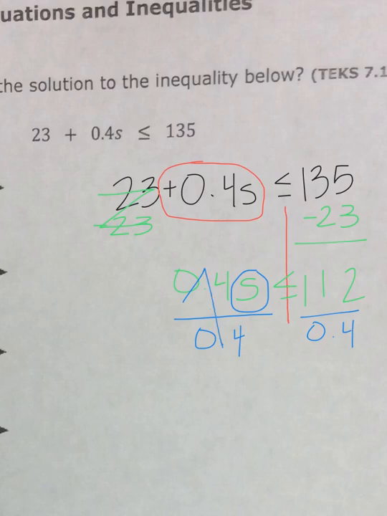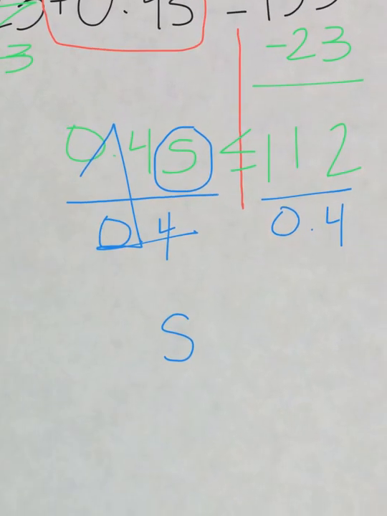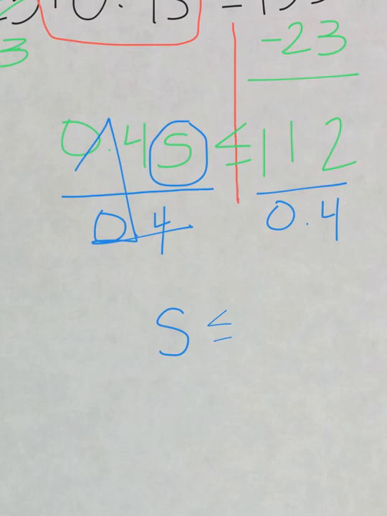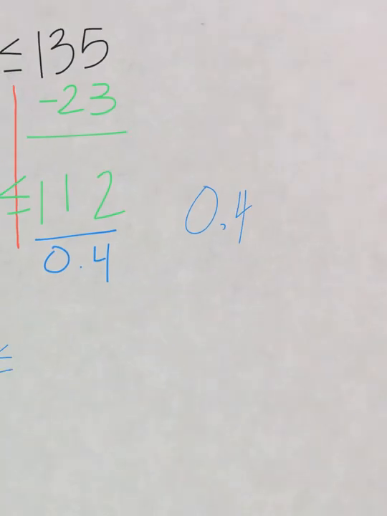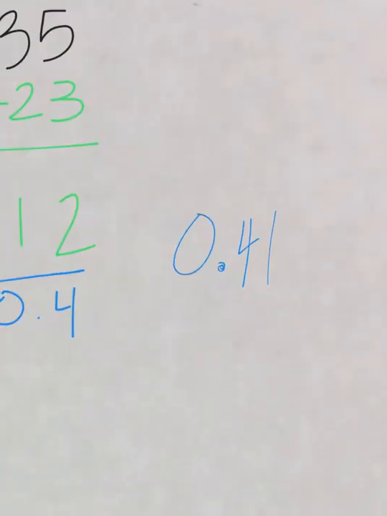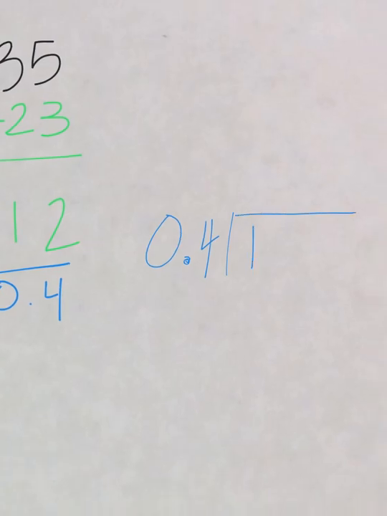0.4 divided by 0.4 is 1, and 1 times s is just s. I did not divide by a negative number, so I keep my inequality symbol the same. So it's still just going to be less than or equal to. And then I need to divide 0.4 into 112. Okay, remember when we have a decimal on the outside, we have to move that. Whatever we do on the outside, we also have to do on the inside. So I'm also going to move my decimal over here, and I'm going to add a 0. So now I have 4 going into 1,120.